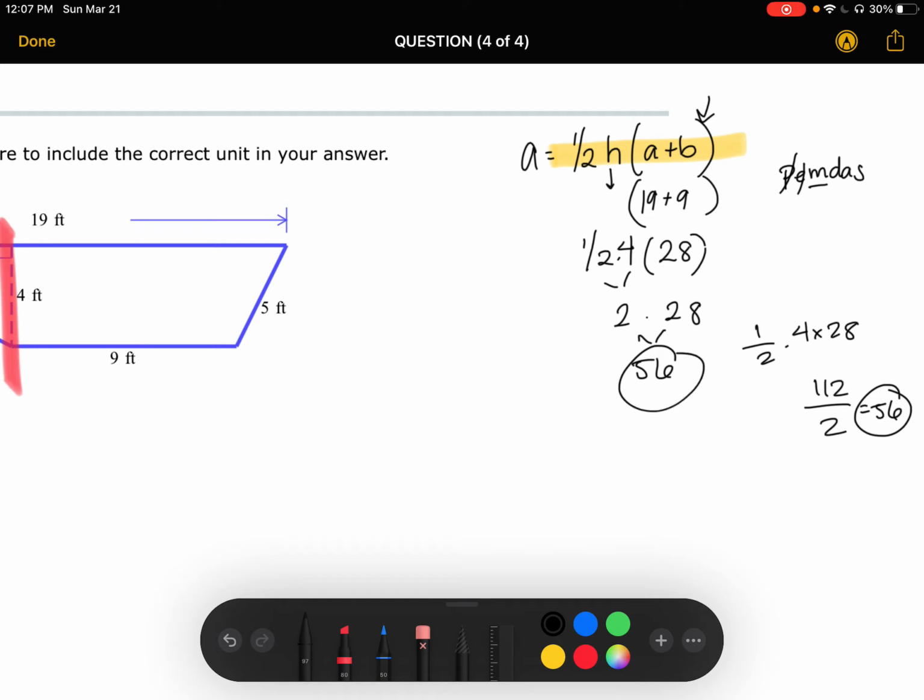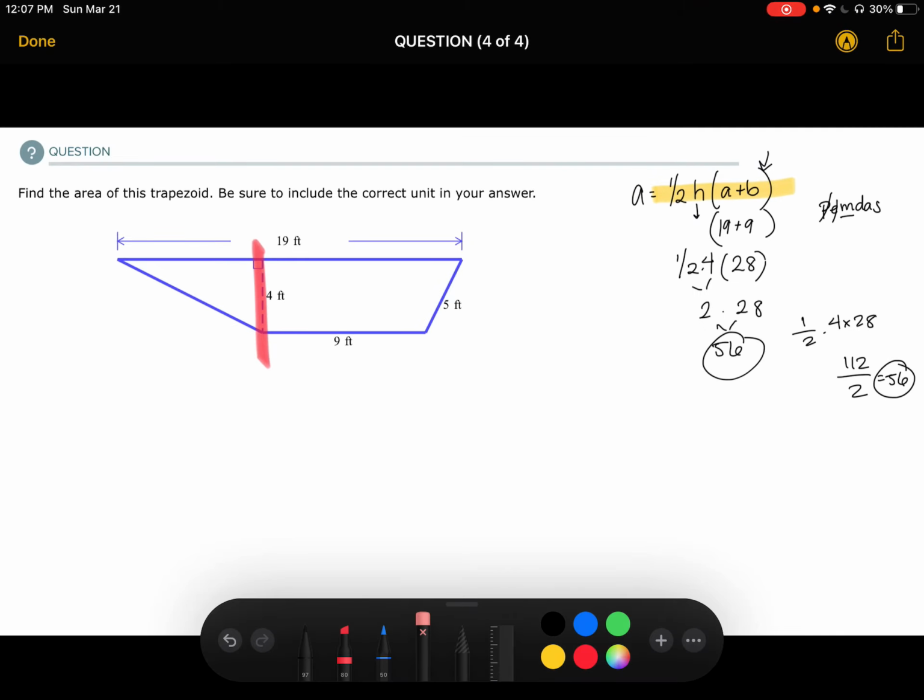I would recommend just saying, if I have 1/2 times 4 times 28, multiply that out, and then divide by 2. That's just the way I like to do it, but it really doesn't matter which way you like to do it. Whatever works for you, just stick with it. So for my answer, I have 56. Please don't forget that when you put this in your answer, it is 56, and then you have your unit of feet squared. It is squared because it is area. Area is always squared. Okay?